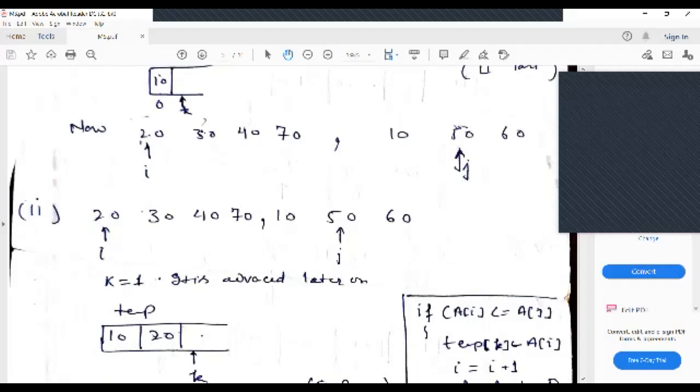Now the next case, this 70 will be compared to 50. अब देखो इस केस में क्या होगा? Else in this case, which part of the algorithm will be executed? Else केस वाला होगा कि नहीं होगा? बताइए 70 और 50 के केस में, else part will be executed or not?